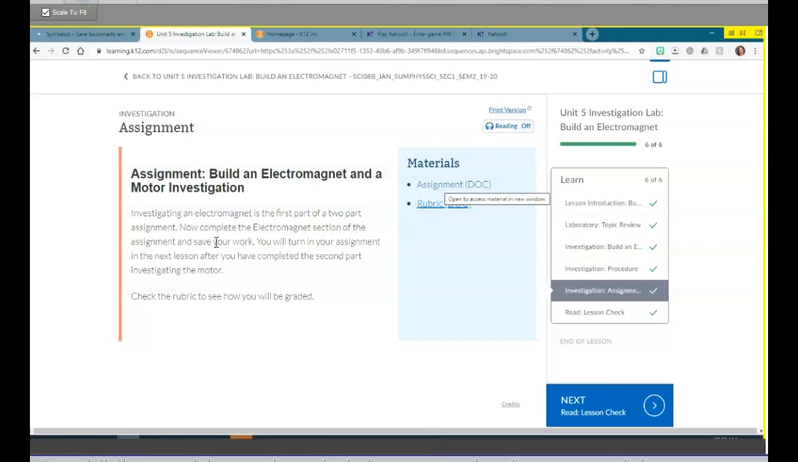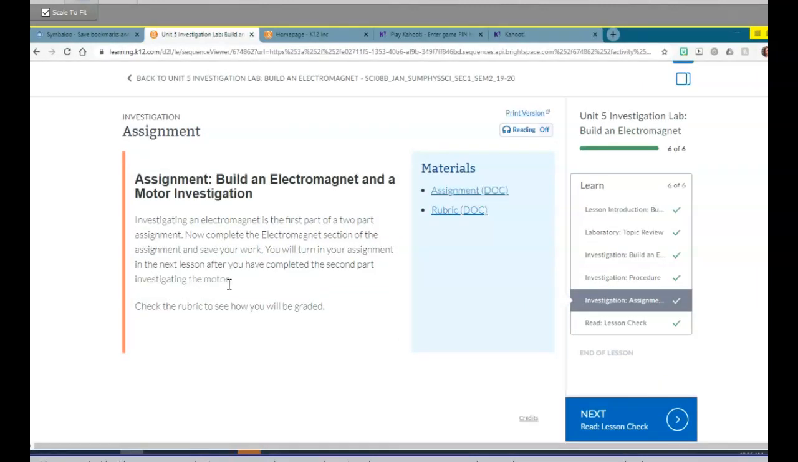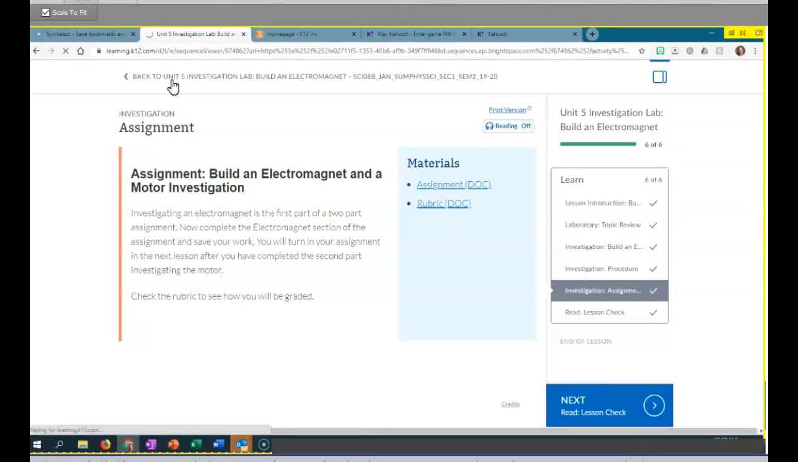But it even talks about here that you will turn in your assignment in the next lesson after you complete the second part about investigating the motor. So for those of you that have had confusion on what to do with this, it does tell you right here. If you notice, the first 5 questions are about the electromagnet, and the last 3 questions are about building the motor. So you have to have done both activities in order to answer the questions.